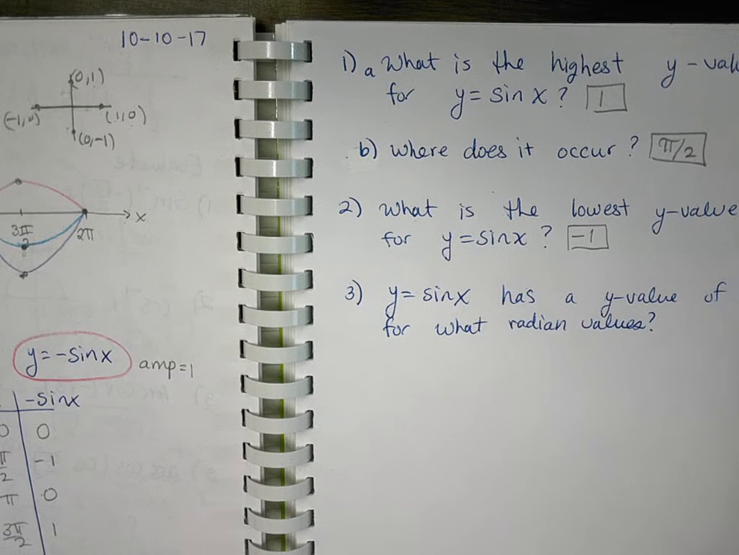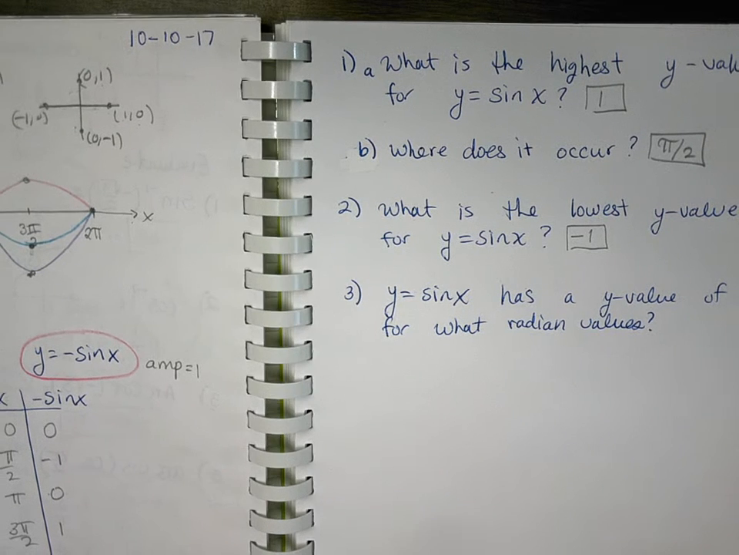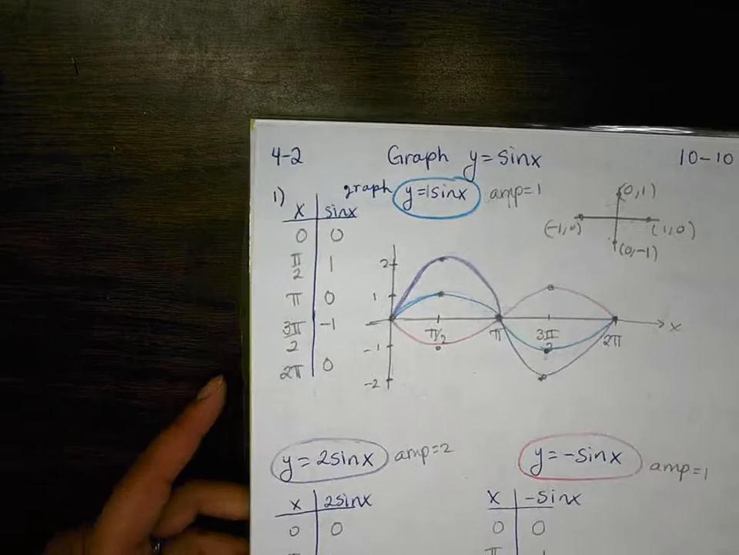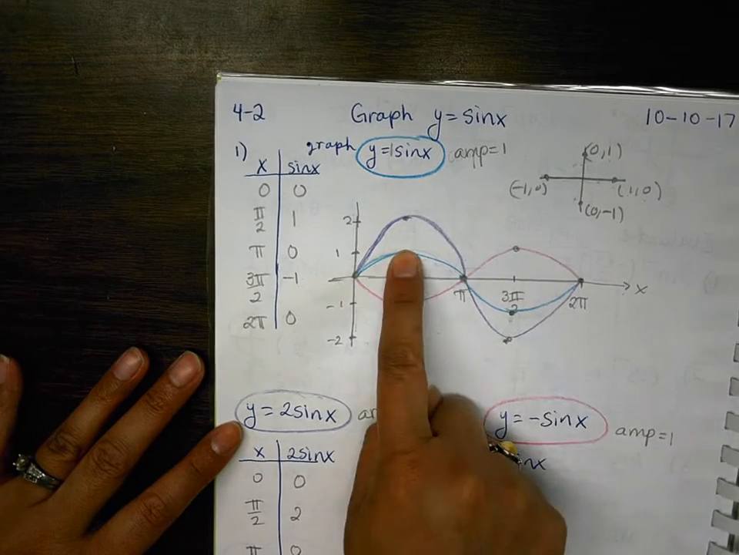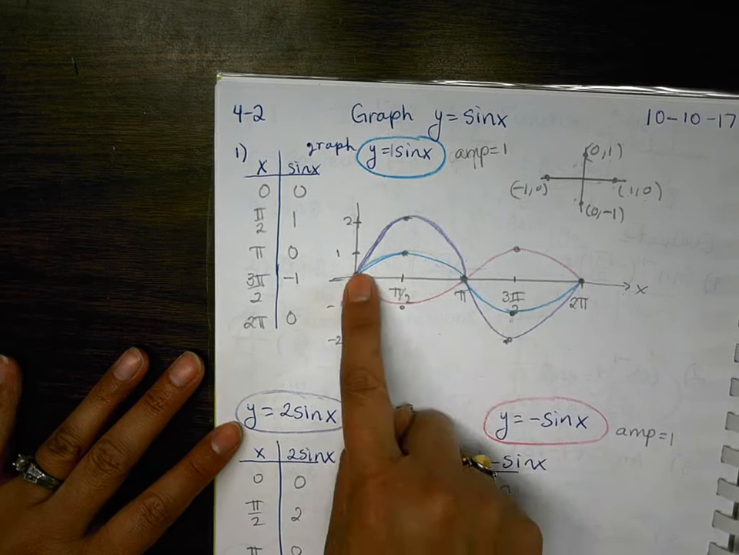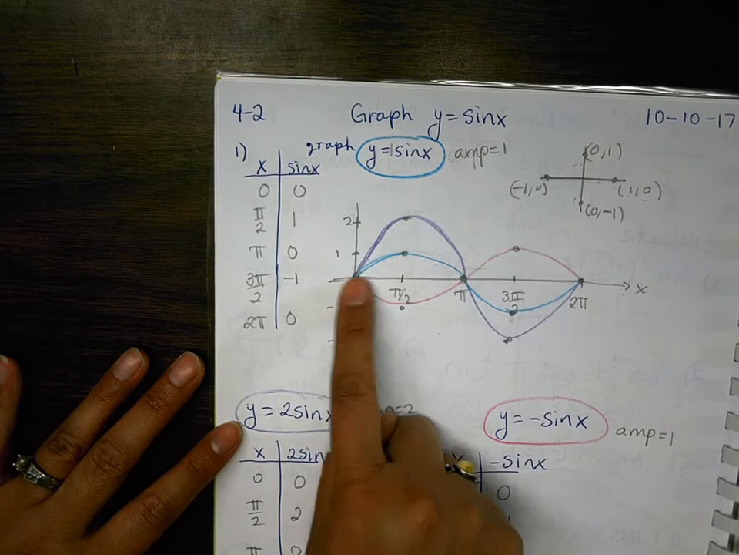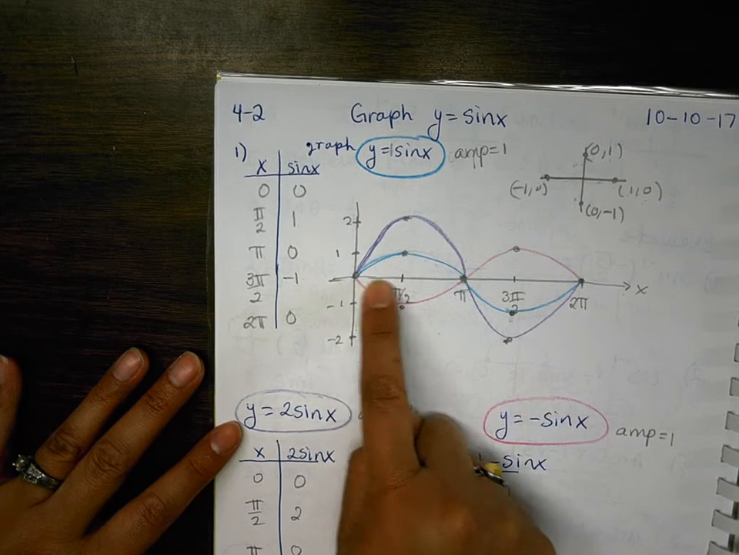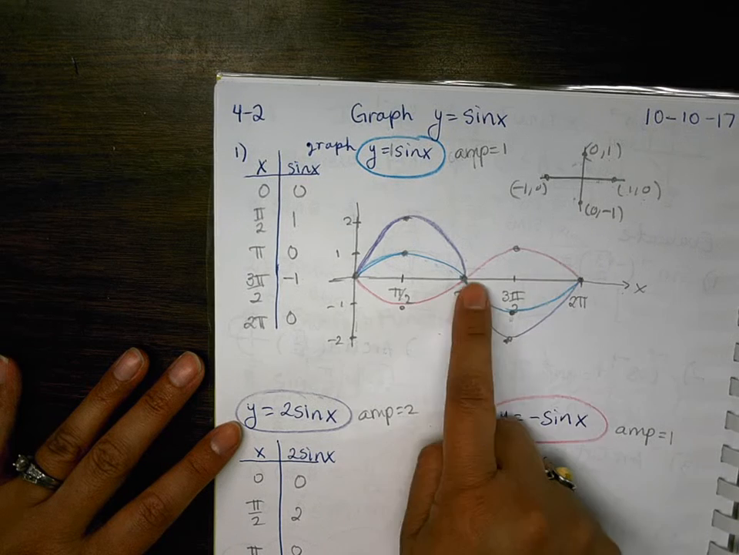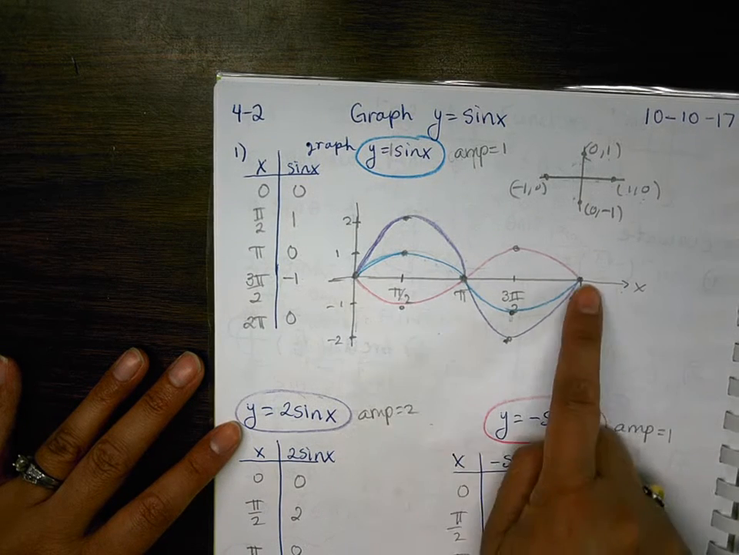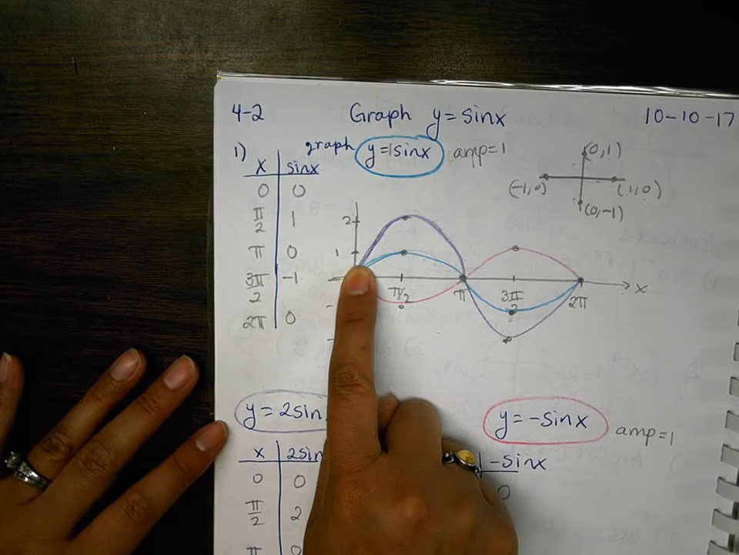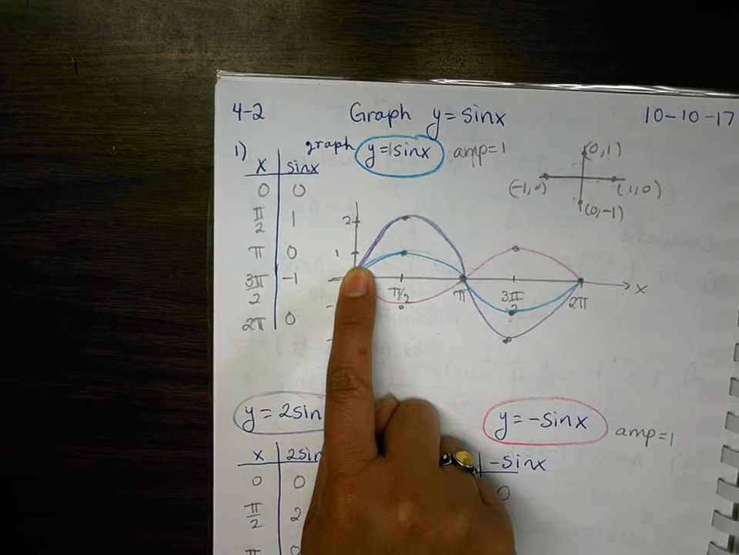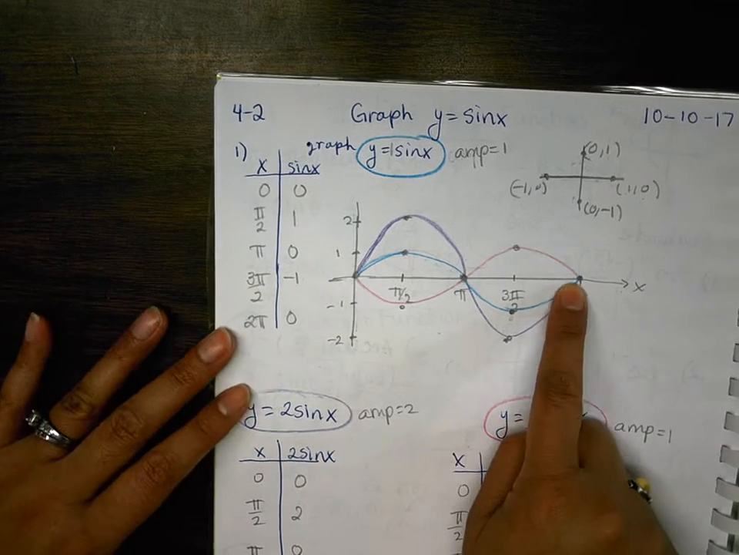Okay, let's go back to our graph. I just said it earlier. This blue graph here has one maximum, one minimum, and how many zeros? 3. Do you agree that these 3 points are when the function has a y value of 0? Yes? Okay, so they asked, when does it have a y value of 0?